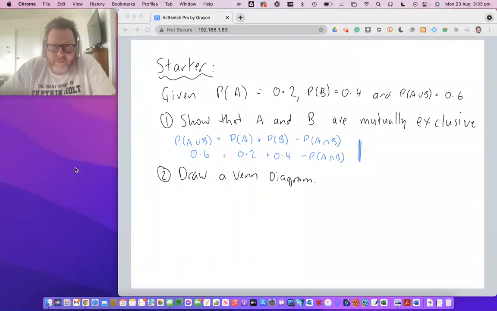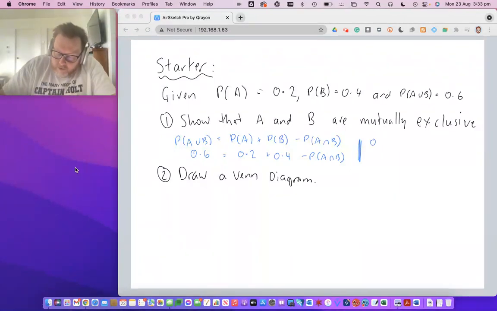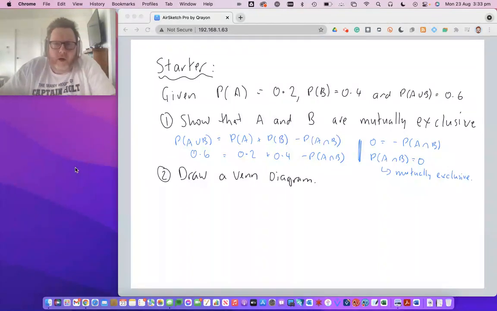So as you can see, on the left-hand side my value is 0.6. On my right-hand side, I've got 0.6 minus the probability of A intersect B. So if I subtract 0.6 from both sides, I end up with 0 is equal to the negative probability of A intersect B, or the probability of A intersect B is equal to 0. And that is the condition for mutual exclusivity. Therefore A and B are mutually exclusive, i.e. the possibility of A and B happening at the same time is 0. There's 0 chance of them happening at the same time.